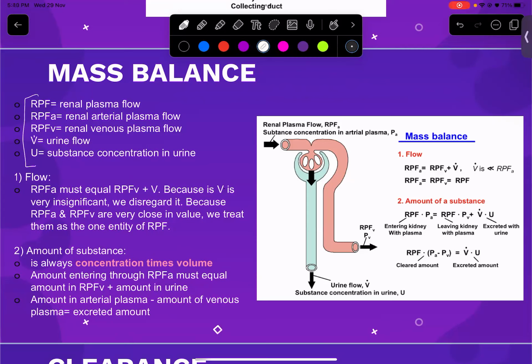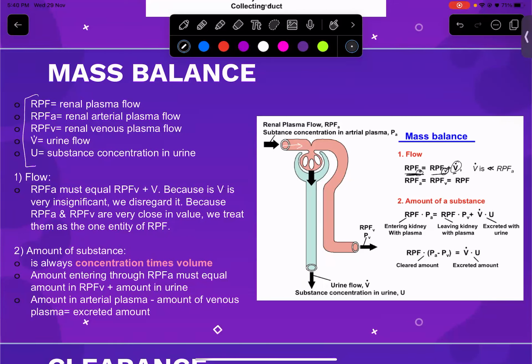So the first thing we must discuss in mass balance is the flow. Now, RPFA, we remember when we mentioned we have the renal artery. Whatever is entering the renal artery is basically going to go out through either the urine or the renal venous plasma, okay? So basically the renal plasma entering through the artery will equal the renal plasma leaving through the vein, as well as the urine itself, this is the urine flow again, okay?